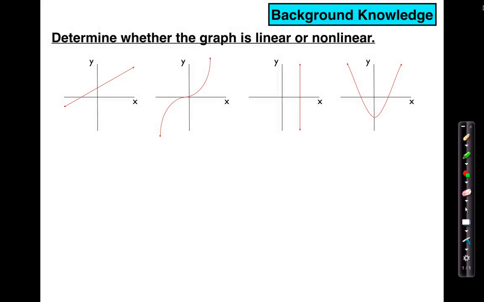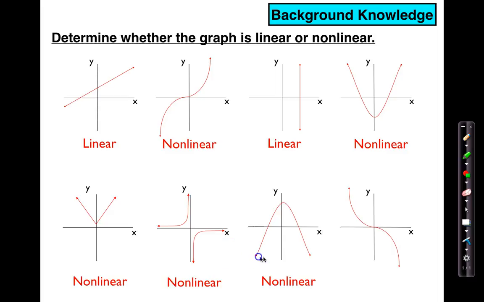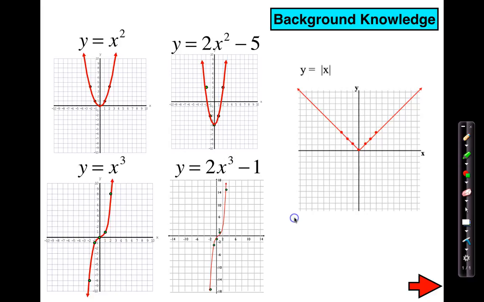So first things first, I just want to remind you, just by looking at a graph, we can tell if something is linear or nonlinear by saying if it's a straight line, like so, it is linear, and if it's not a straight line, like this example here, it is nonlinear. So here are some more examples. Again, if it's a straight line, it's linear, and if it's not a straight line, it is nonlinear.